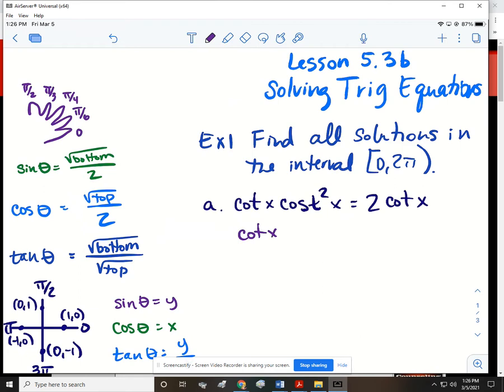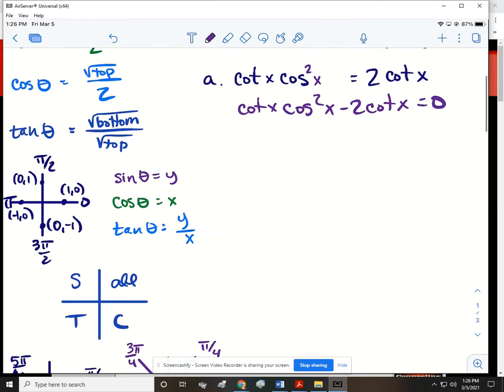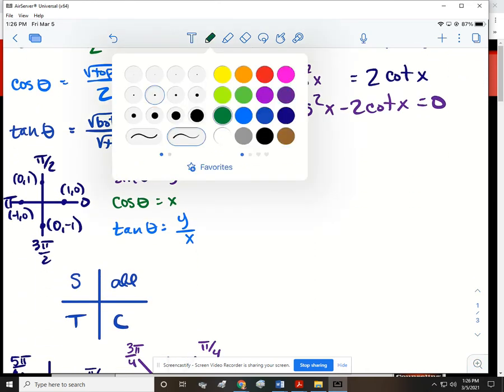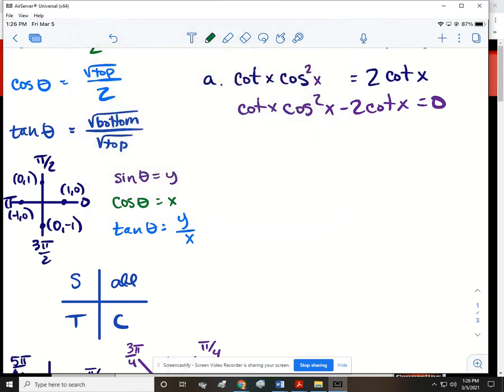So I would subtract 2 cotangent of x. Oh, I wrote a t there instead of an x. Let me fix that. There we go. Okay, now what we're going to do is factor out a common factor. If we look at what's in front of the minus and what's after the minus, what they have in common is cotangent of x. And when I factor that out, I'm left with cosecant squared of x minus 2.